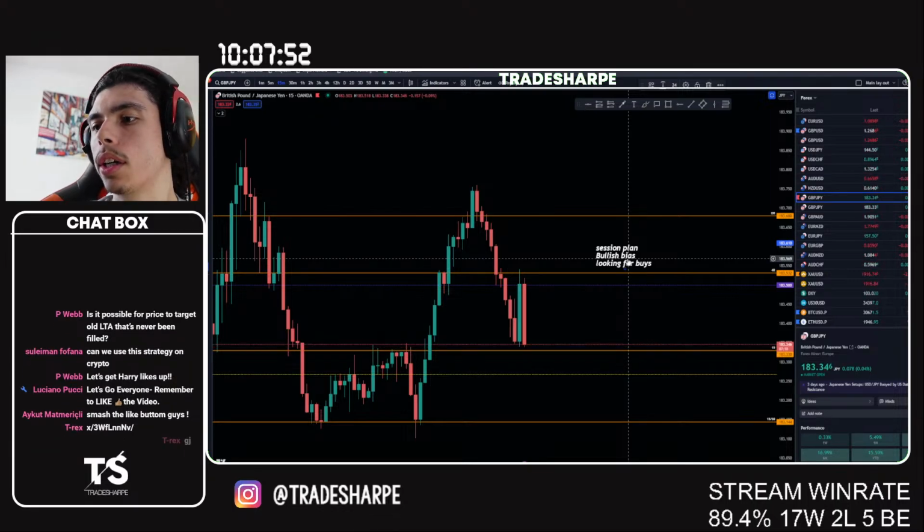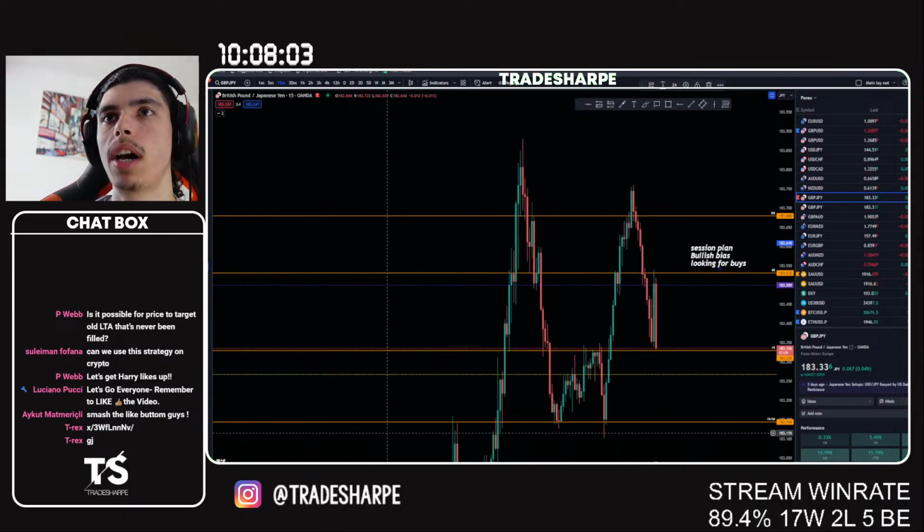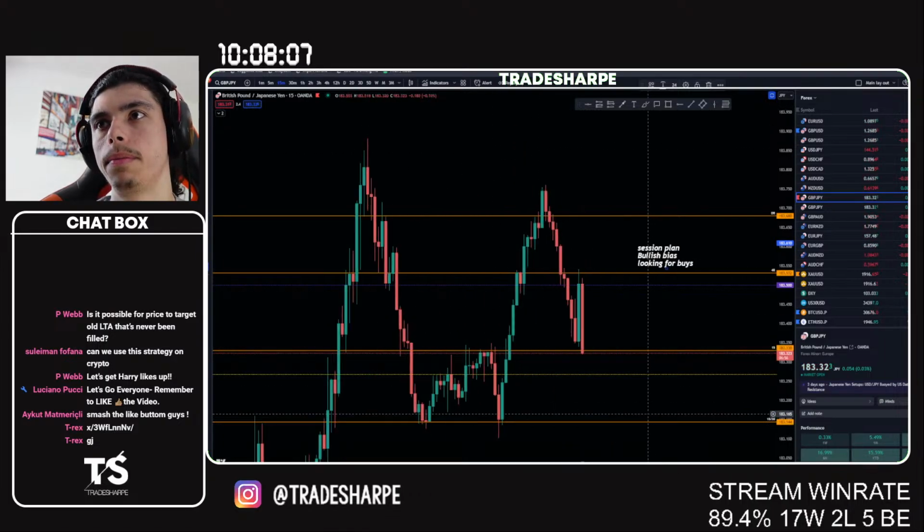Is it possible to target an old LTA that's never been filled? Not all the time. Depends when it was. I mean, price is rarely going to fill a massive LTA all the time, right? If you have like a 100 pip LTA, you're not going to get that filled in a 100 pip candle.